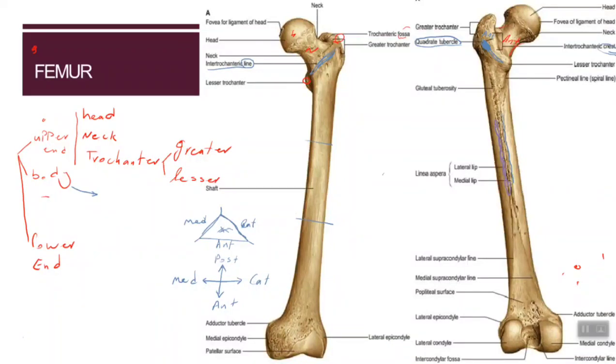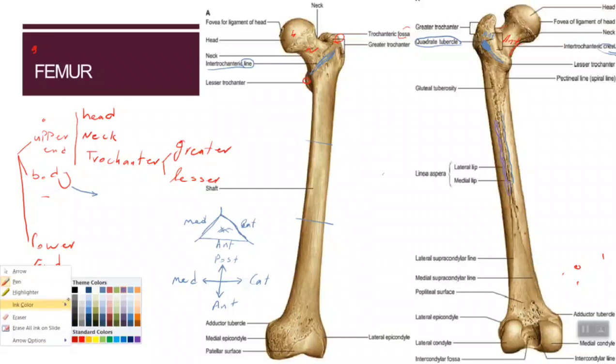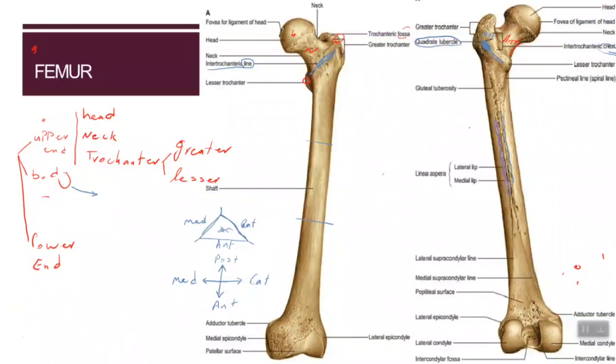Okay, it means that it has two lips. And if you continue the linea aspera up and down, you can see that in the upper third, the two lips of the linea aspera separate or diverge from each other, making two new defined terms. In the medial lip, when it goes up, it makes a new defined term here, and again this one goes up.